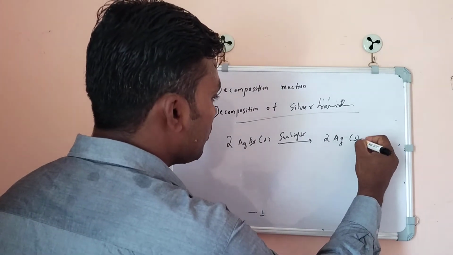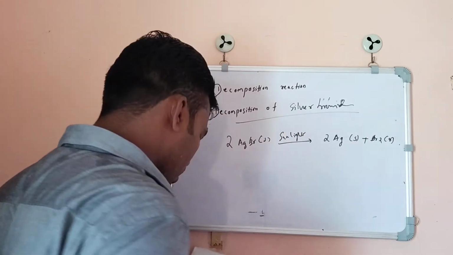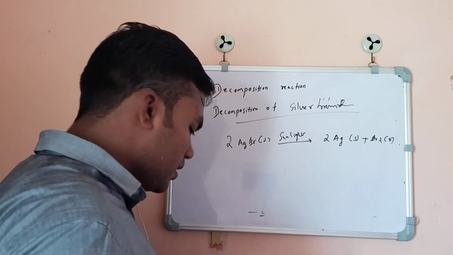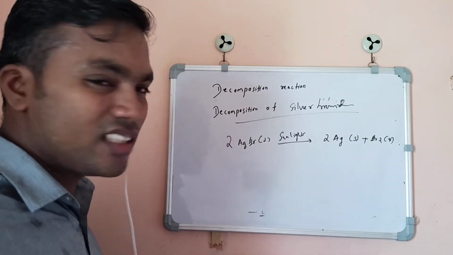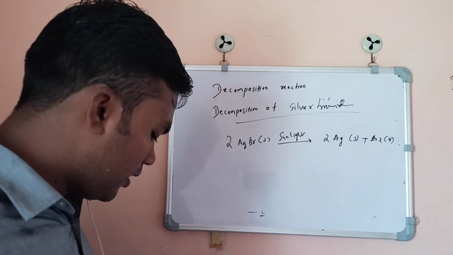You can see silver plus Br2 gas. This type of decomposition of silver bromide reaction is used in the black and white photographic technique.